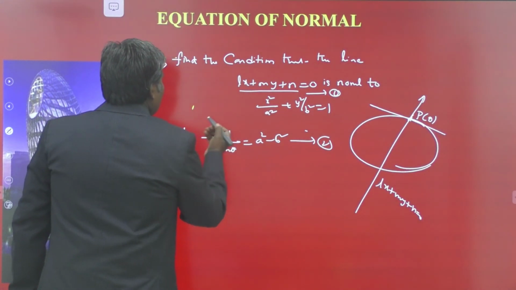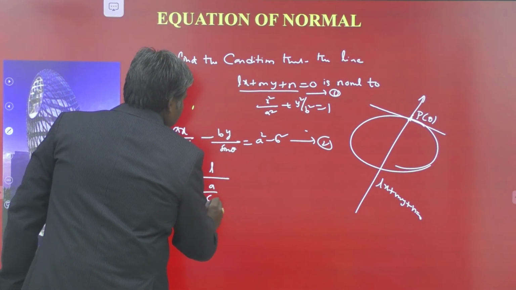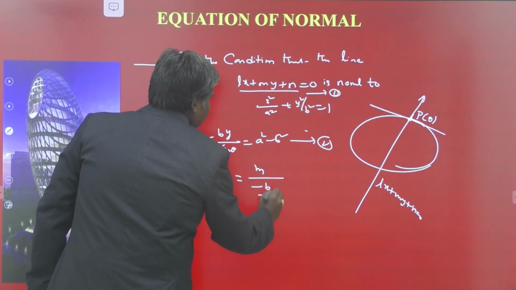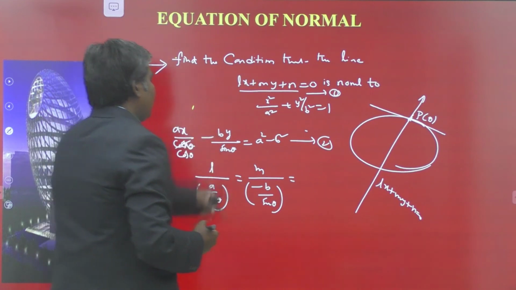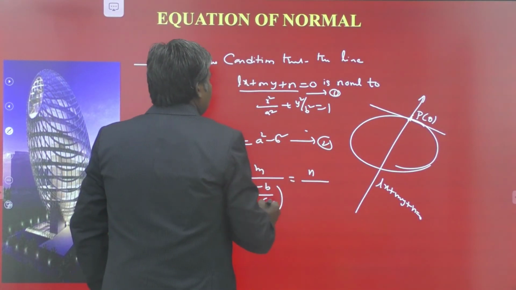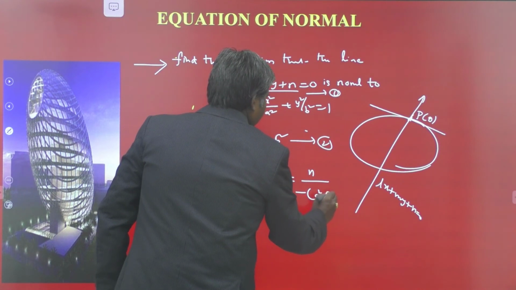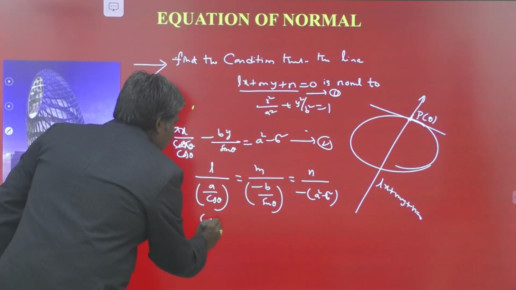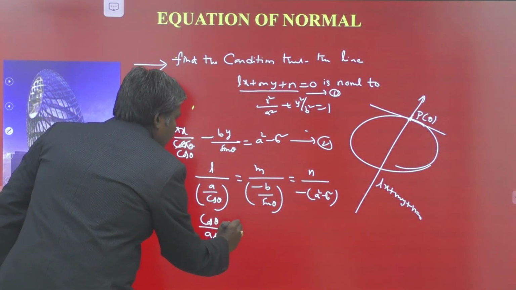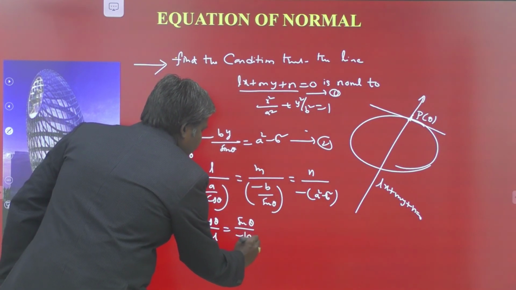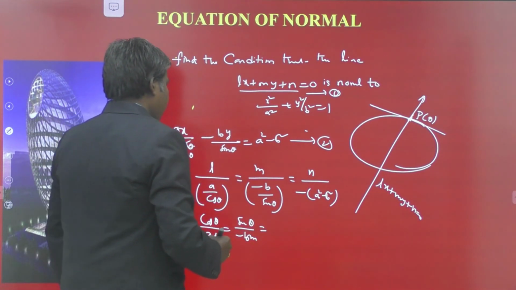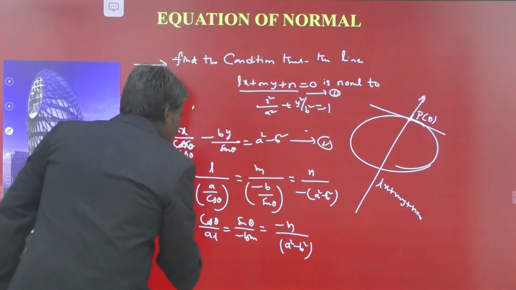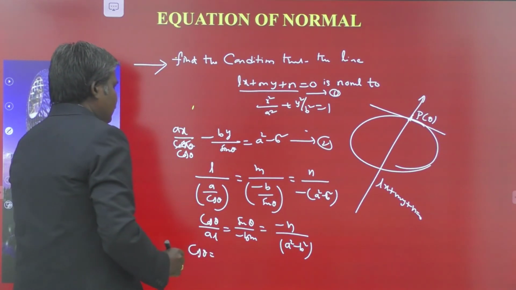We obtain L/(a/cos theta) = M/(−b/sin theta) = N/(−(a² − b²)). From this relation, we can eliminate theta and obtain the condition, my dears. cos theta/(aL) = sin theta/(−bM) = −N/(a² − b²). So what is cos theta?